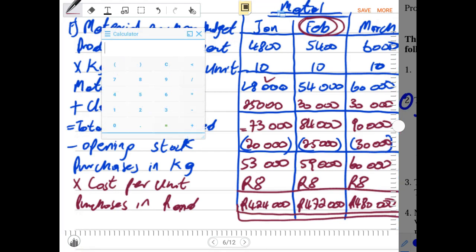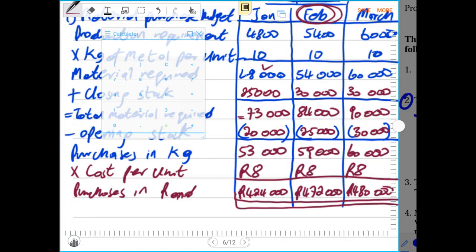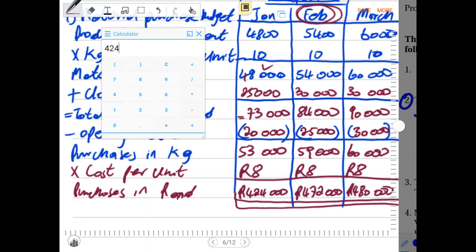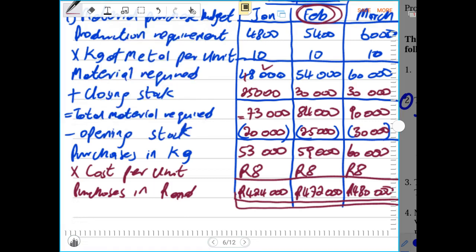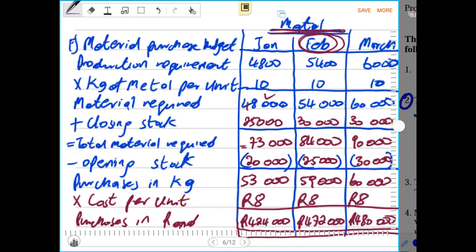Let me just check the per unit only for the month of January. This is 48,000. Therefore, it will be 424,000 divided by 48,000. That will give us 8 rand 83 cents. Let me keep that in my mind. That is only for the month of January. So now we have done the material purchases only for the metal material, only for one material.